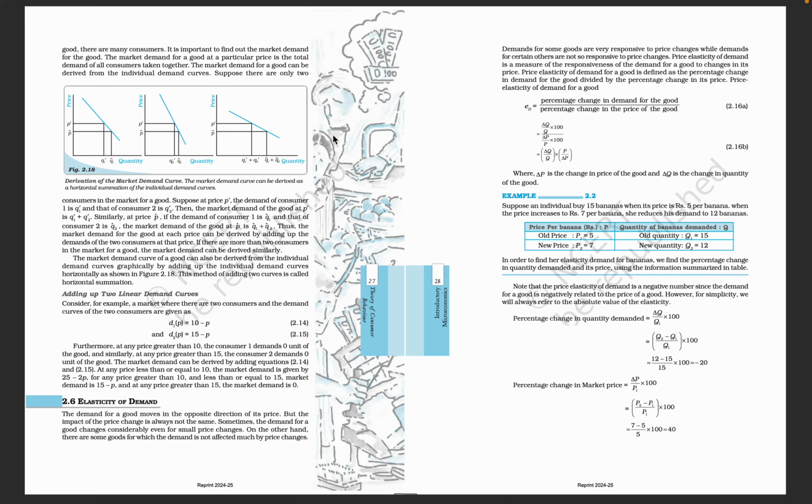Elasticity of demand. The demand for a good moves in the opposite direction of its price, but the impact of the price change is not always the same. Sometimes the demand for a good changes considerably, even for a small price change. On the other hand, there are some goods for which the demand is not affected much by price changes. Demands for some goods are very responsive to price changes, while demands for certain goods are not so responsive to price changes.